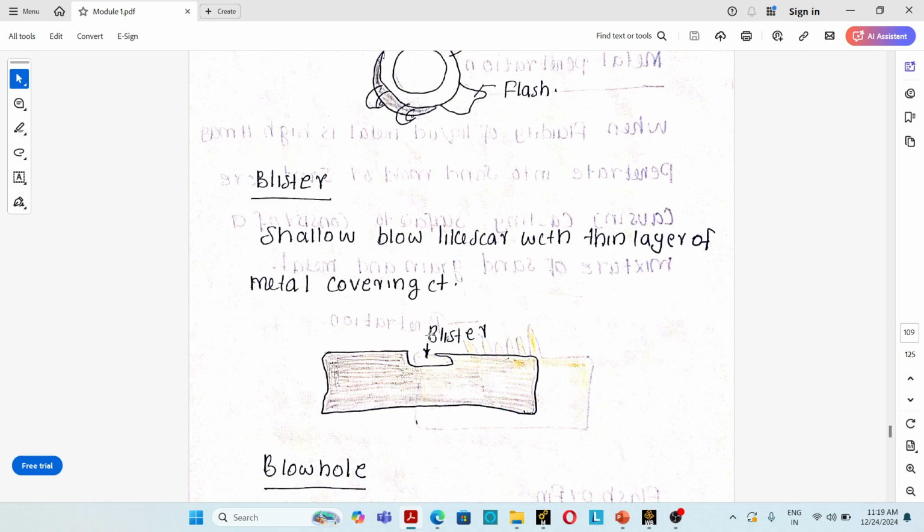The seventh surface defect is blister. A blister is a shallow blow like a scar, with a thin layer of metal covering it. The difference between a blister and a scar is that in the case of a blister, a thin layer of metal covers the blow or scar. A thin layer of metal covering the scar is known as a blister.